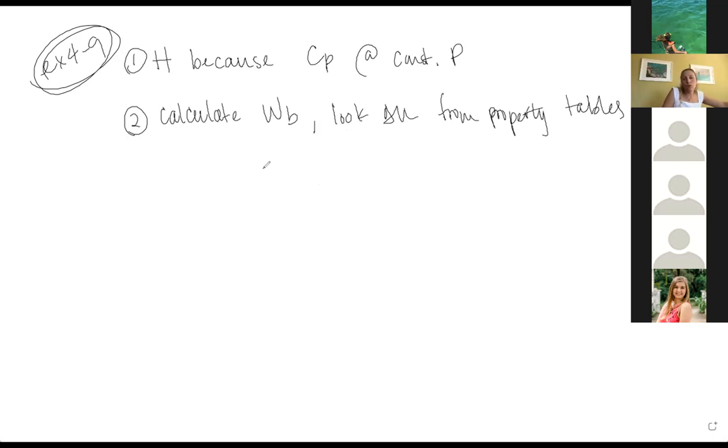You couldn't use your equation of internal energy change is equal to your specific heat at constant volume times your temperature change, because we aren't at a constant volume. So you have to look up your internal energy from your property tables.